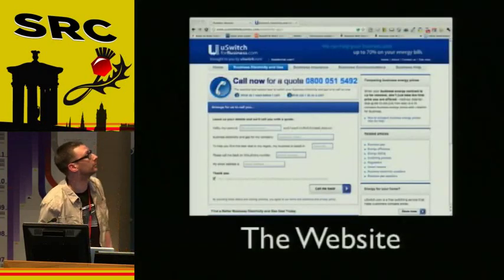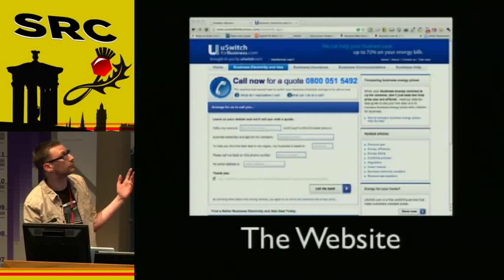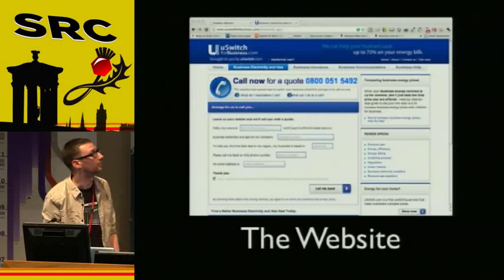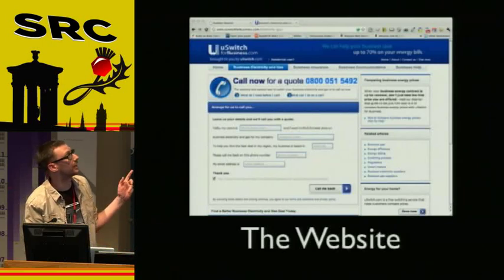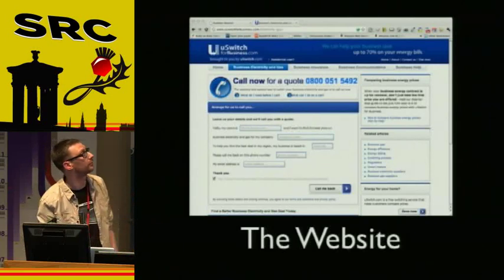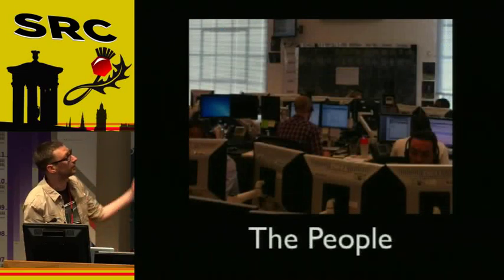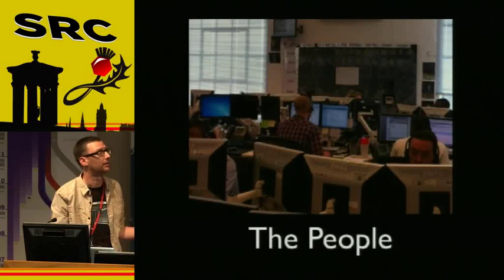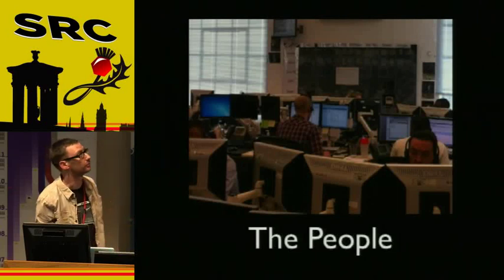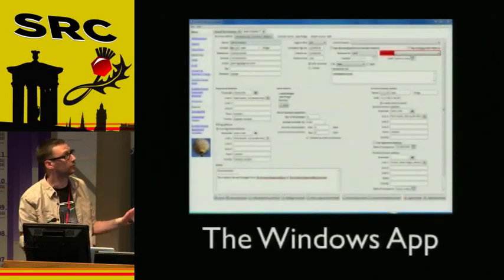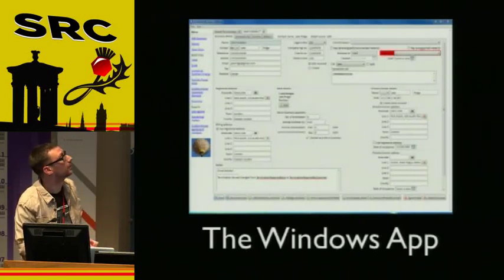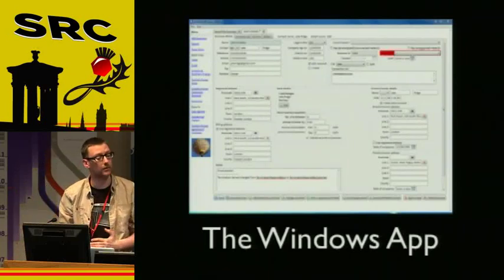So a little bit of background. This is U-Switch for Business, an energy switching site for businesses. There isn't very much going on on the website. You just capture some contact details for a person, and then it goes through to our call center in Camden, and these guys then ring that person back and switch their energy, which requires capturing a whole load of information about them. So we built this system about a year and a half ago, using WPF.